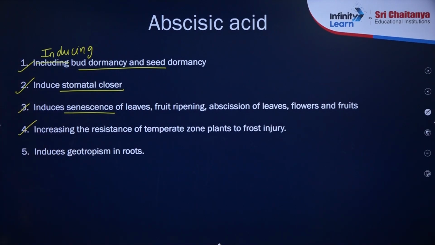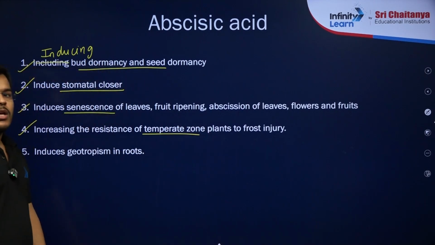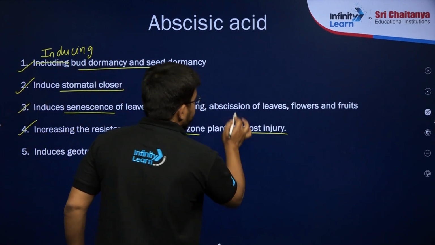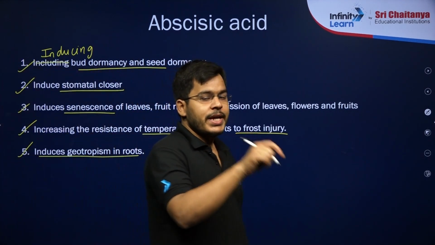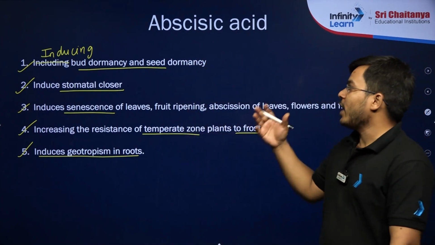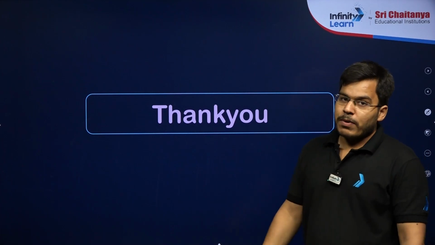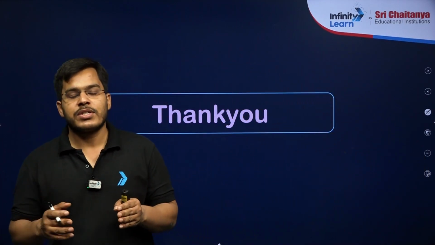After that, it increases resistance in the temperate zone, the zones that are present between the tropical and the frigid zone, where a little bit cold environment is there. So in those places, abscisic acid will be protecting the plant from frost injury. And at last, students, abscisic acid will be inducing geotropism in the roots. It means roots will be growing towards the ground with the help of abscisic acid. So students, these are different phytohormones, so plant hormones or plant growth regulators and their important physiological functions.